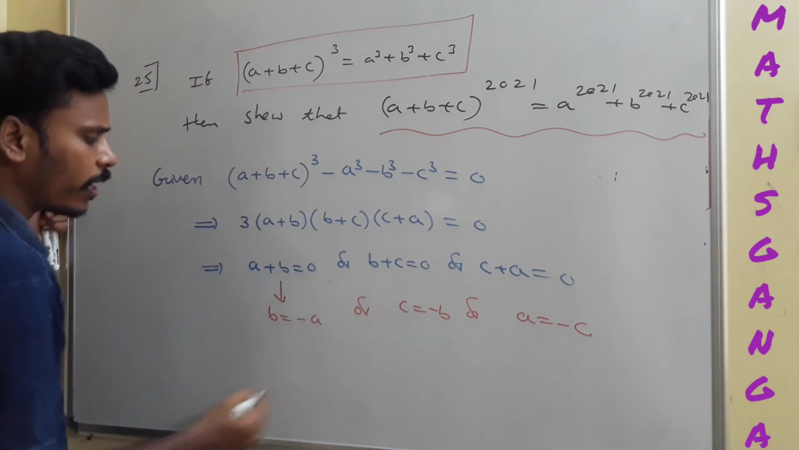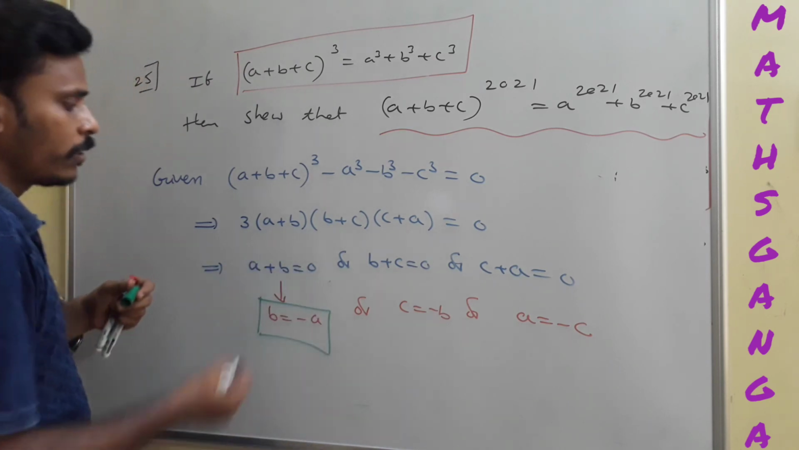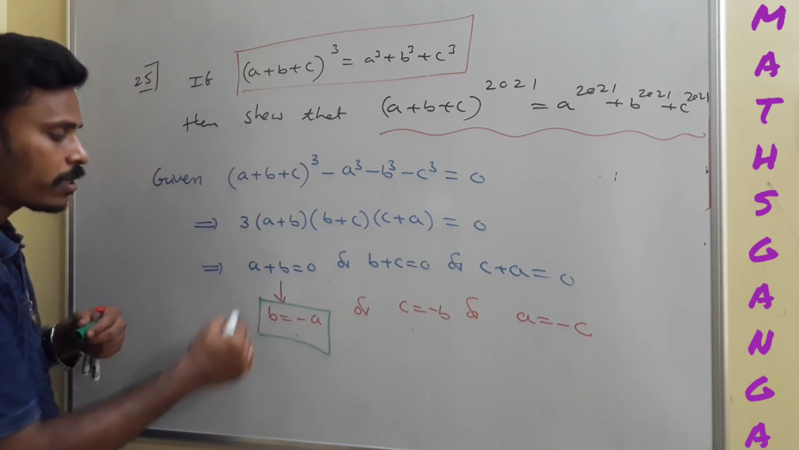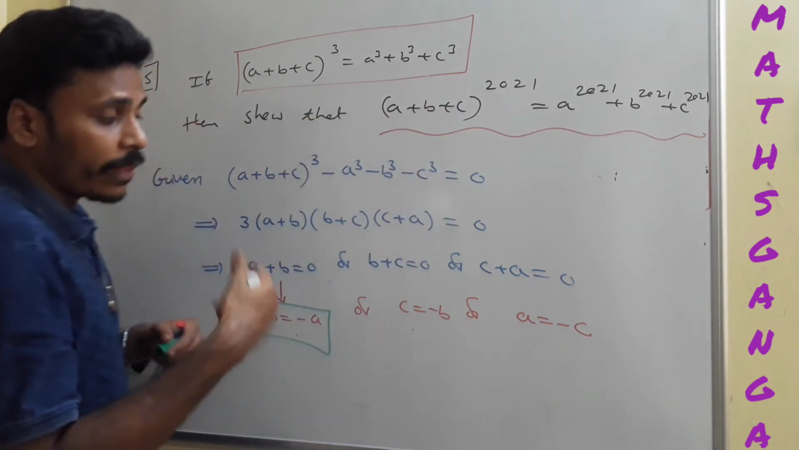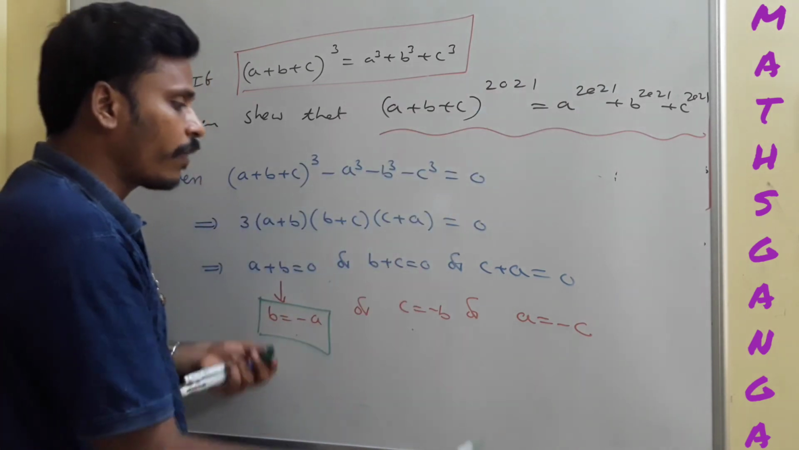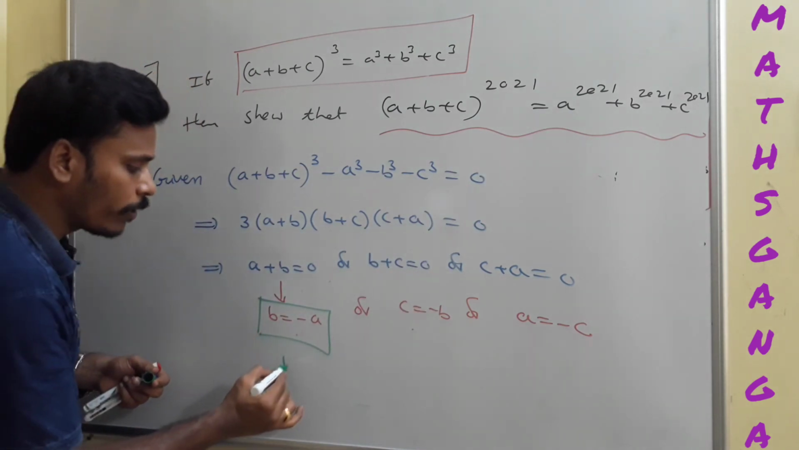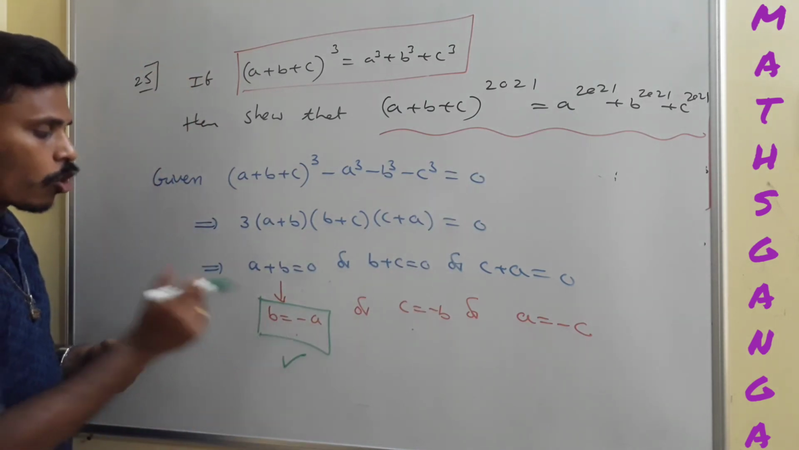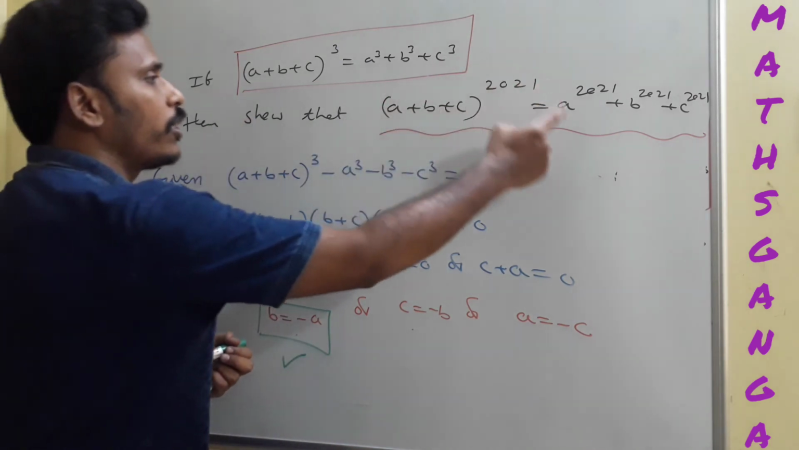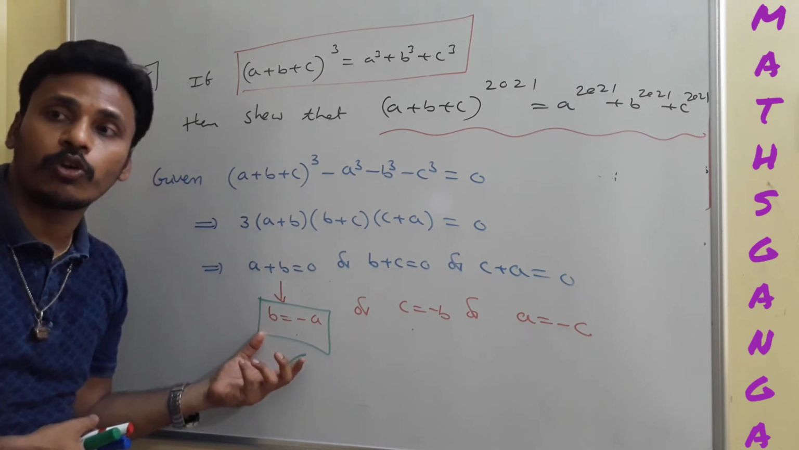Then solve in any one case. See, we can consider either of them. If you start with b is equal to minus a, then I will prove this statement. In the same way, if you consider the other one, there is a chance to prove this. Or in the same way, if you consider the third, there is a chance to prove the given statement. So now I will prove it. I will start with b is equal to minus a, and prove that these two are equal. And how can I get this b is equal to minus a?